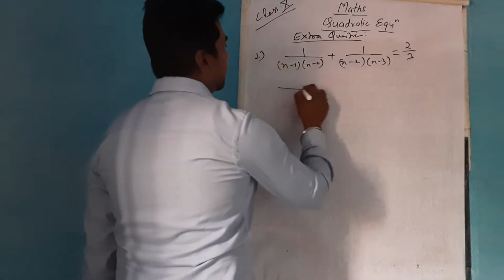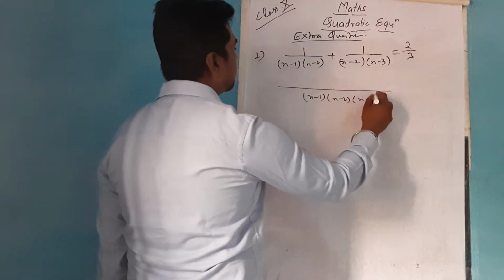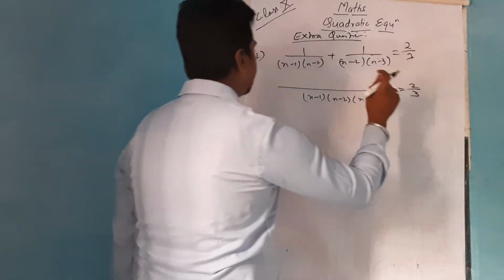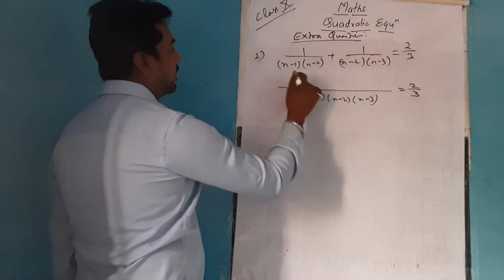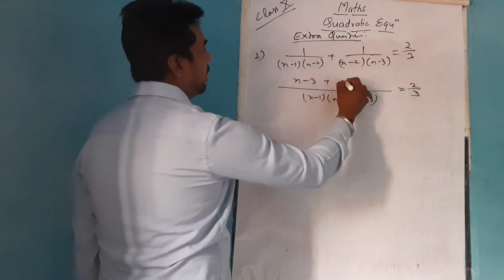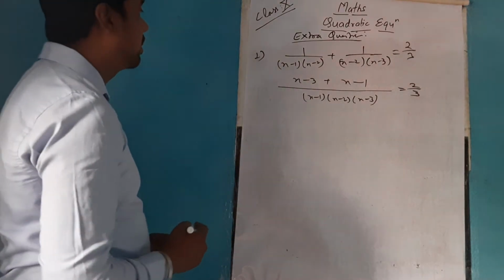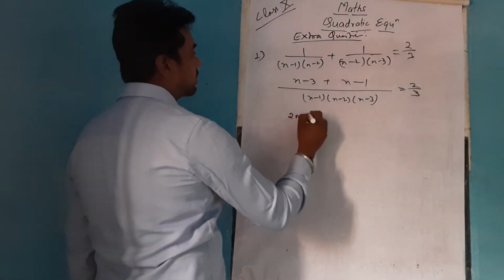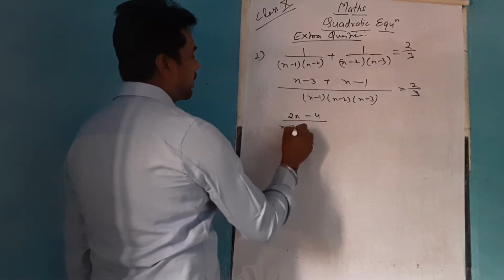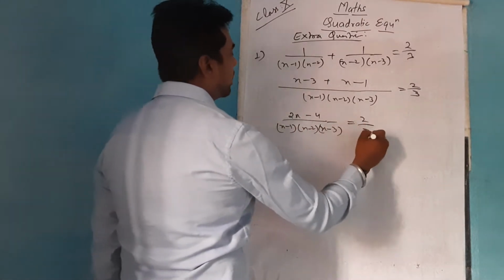So here first we'll take the LCM: (x minus 1), (x minus 2), (x minus 3). Three different terms will be taken as the LCM, and the right side will be as it is. (x minus 1)(x minus 2) is already there, so we are left with (x minus 3). (x minus 2)(x minus 3) is already there, we are left with (x minus 1). So this now becomes (x minus 3) plus (x minus 1), that is 2x minus 4, upon (x minus 1)(x minus 2)(x minus 3) equals 2 by 3.